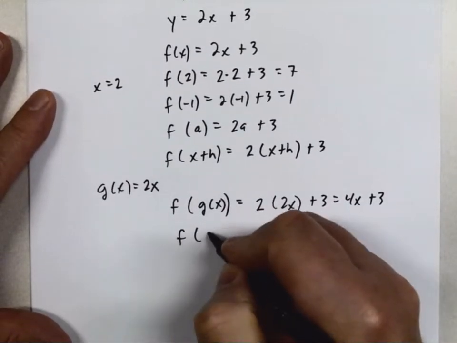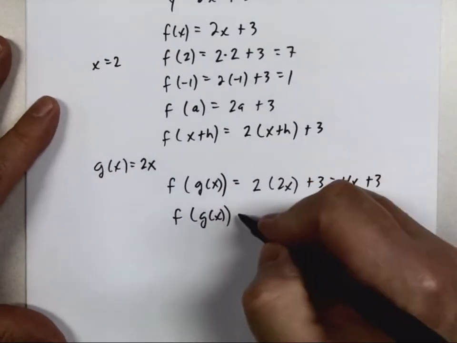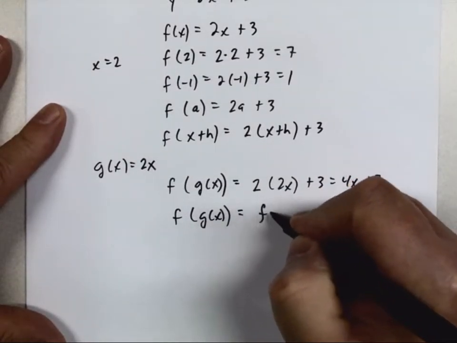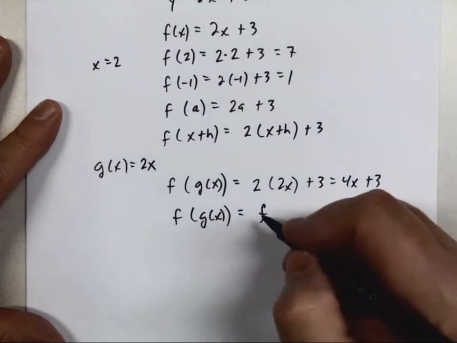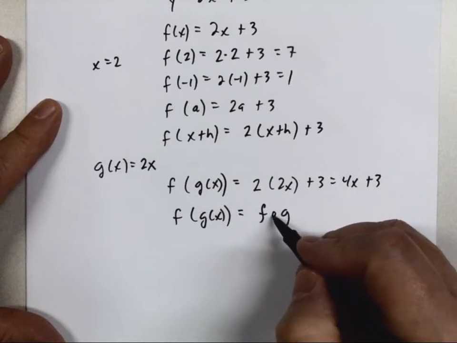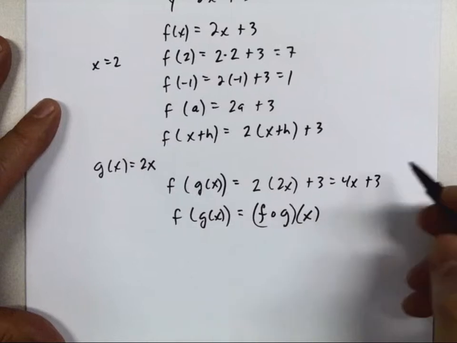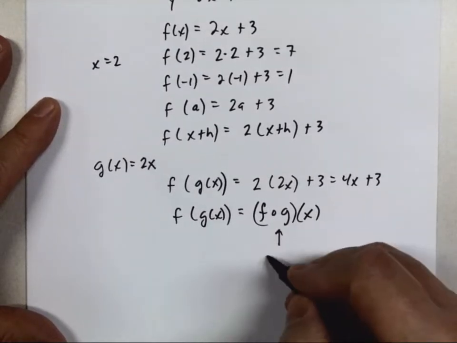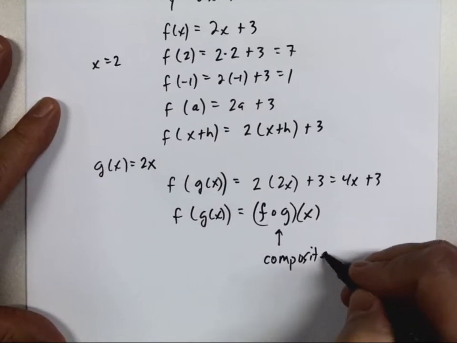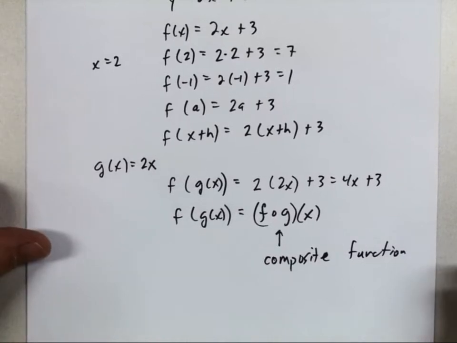Well, what's interesting is what we've done here, this f of g of x, they like to give this a special notation. So they put f and then this empty circle g. And what they call that is the composite function.